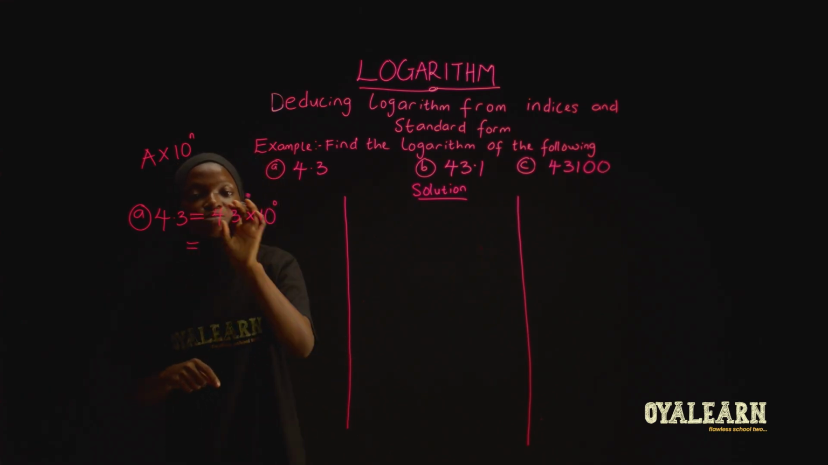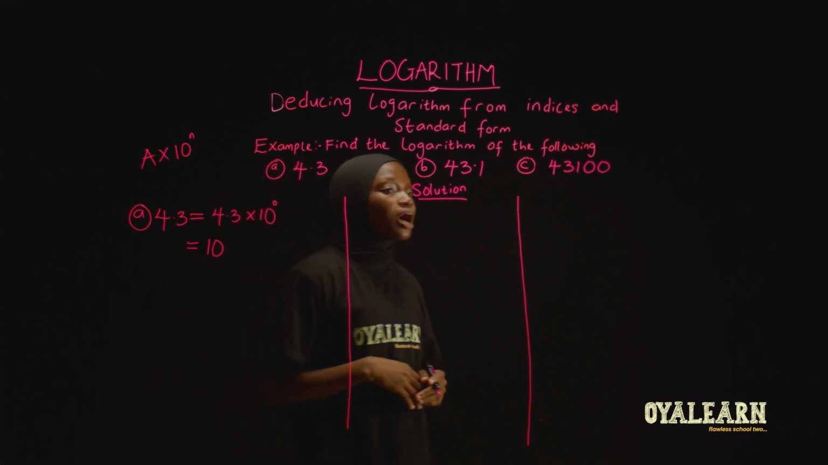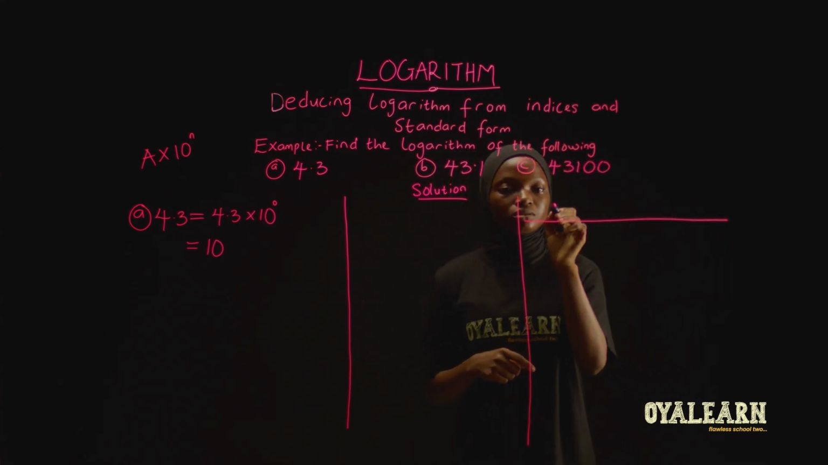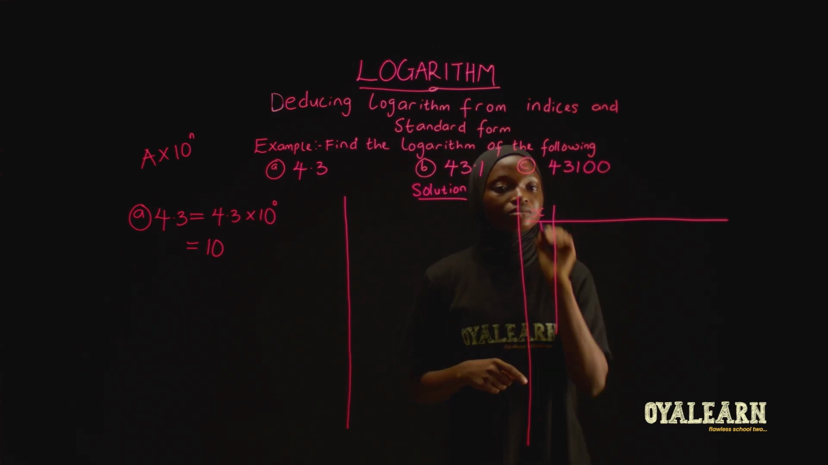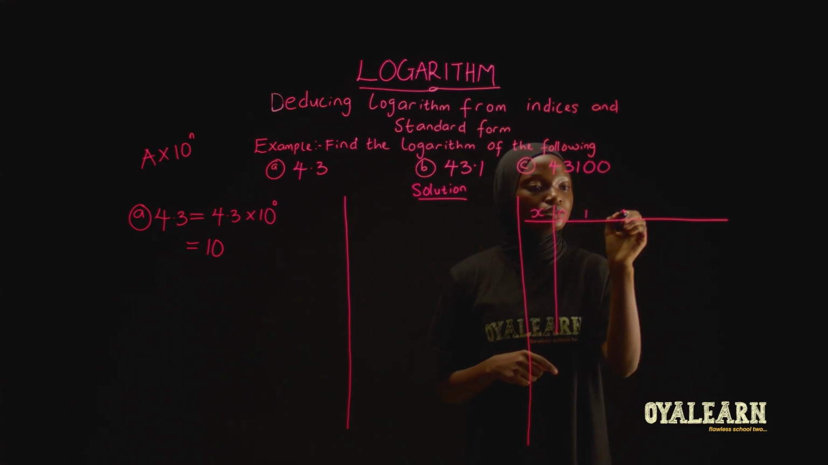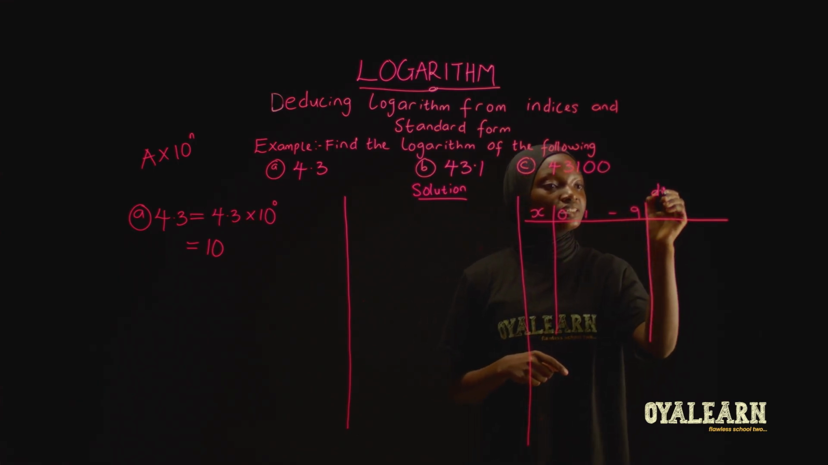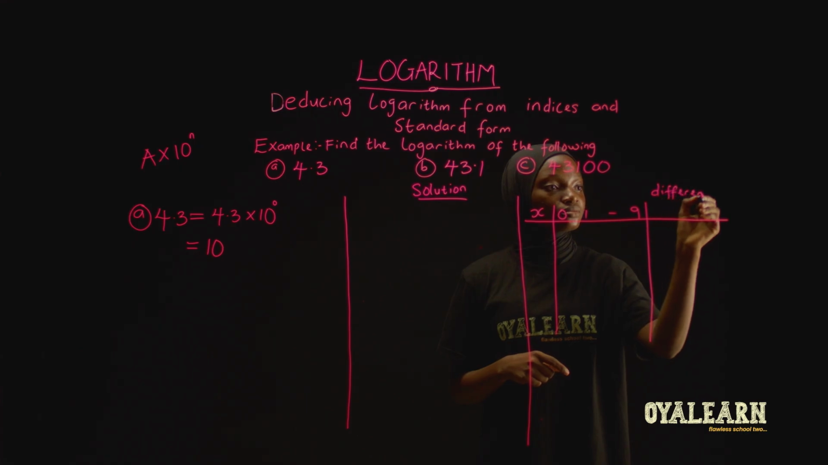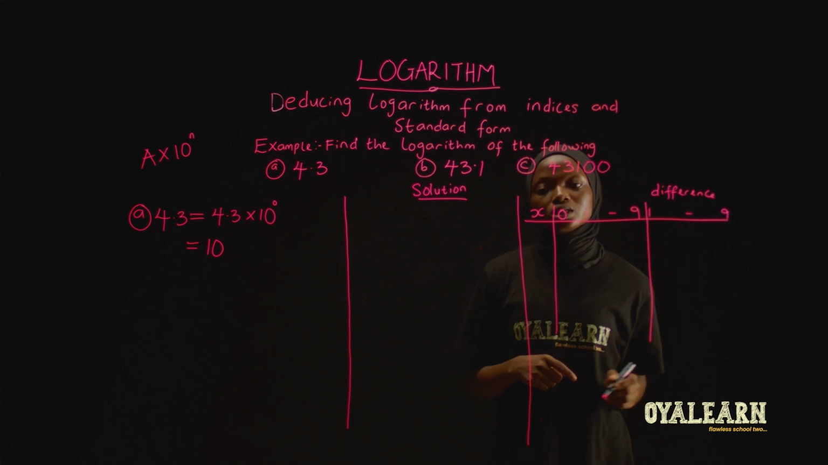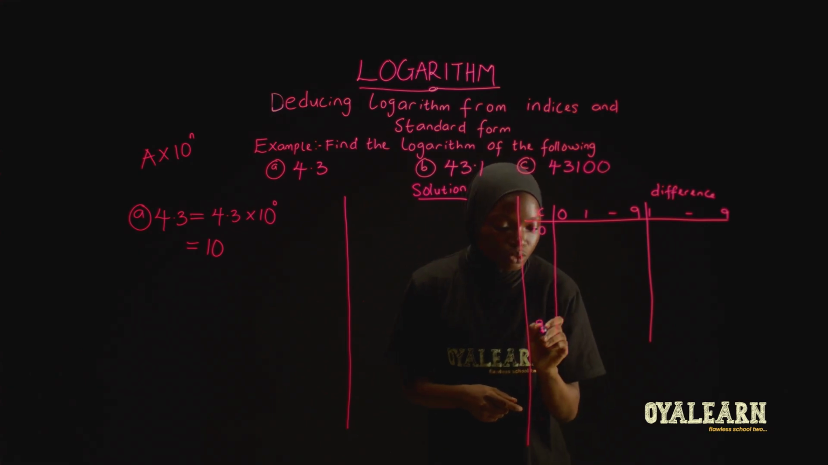Now here we express 4.3 in terms of 10 raised to the power of a particular value, which brings us to our logarithm table. In your logarithm table, it is drawn like this. You have x here. You have values ranging from 0, 1 to 9. Then you have this place labeled as difference. And you have numbering from 1 to 9 also at this side. And the values here, you have 10 to 99.